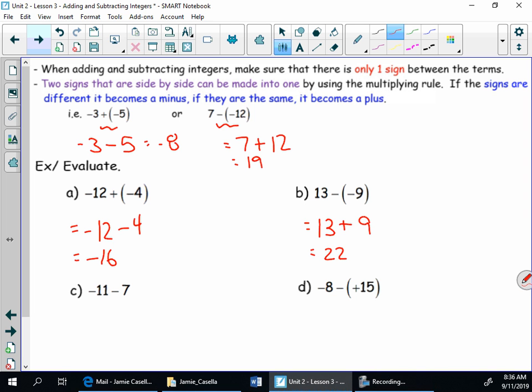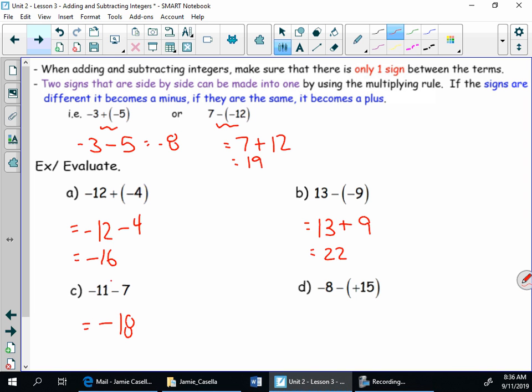Negative 11 minus 7. Are there any signs to clean up? No. I've got one sign between the digits, just that minus sign right there. So that's okay. So all I do is collect these things. I got a whole bunch of negatives. My answer is negative, and it ends up at negative 18.